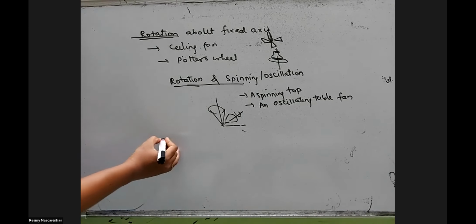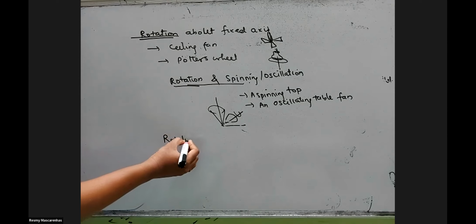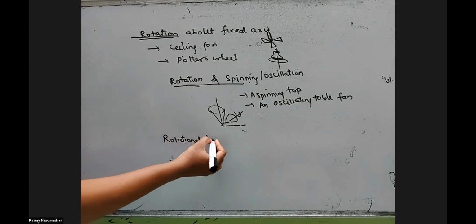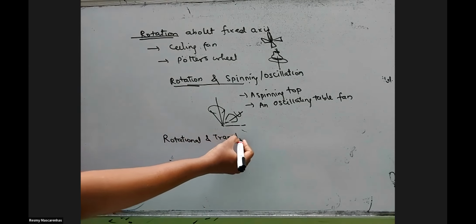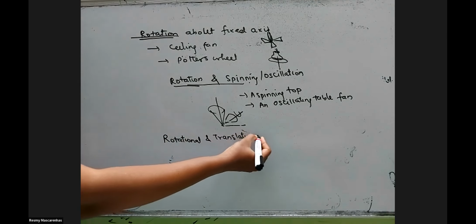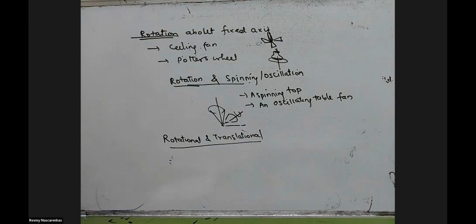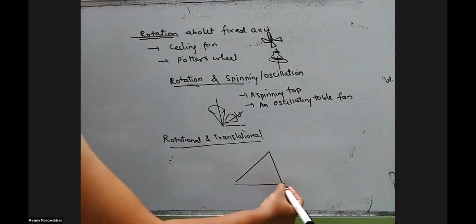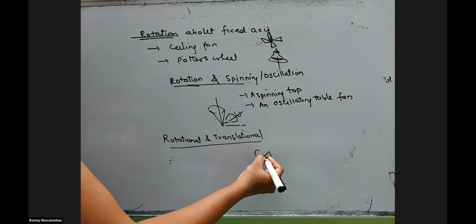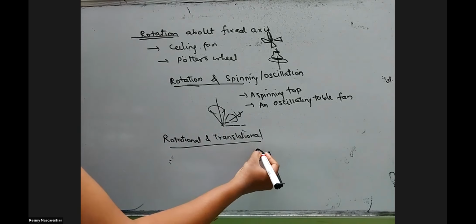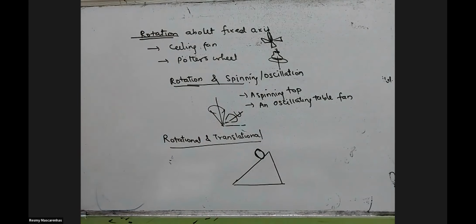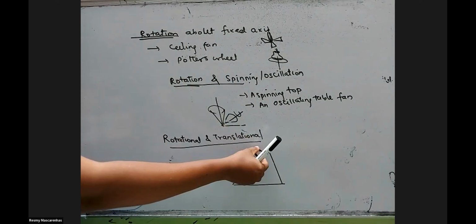The next step is it could be rotational and translational also. Consider this example. You keep a ball here. Obviously, the ball will not slide straight.